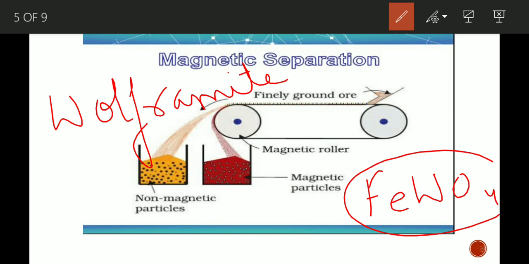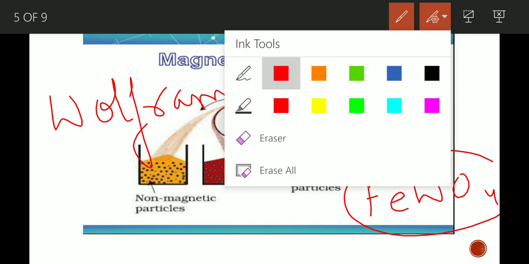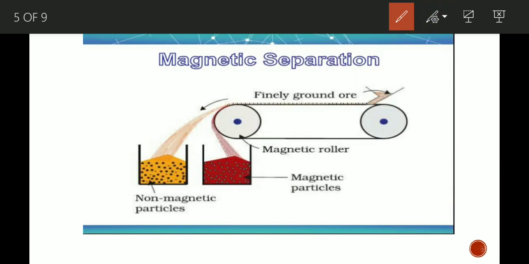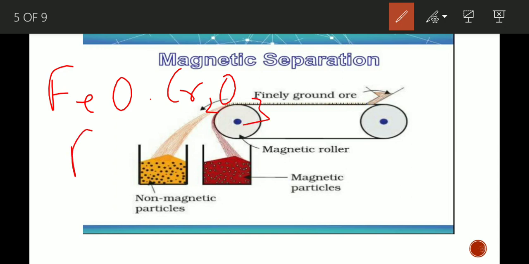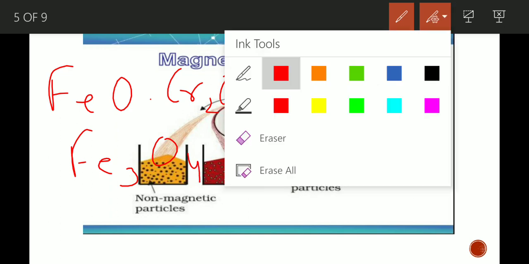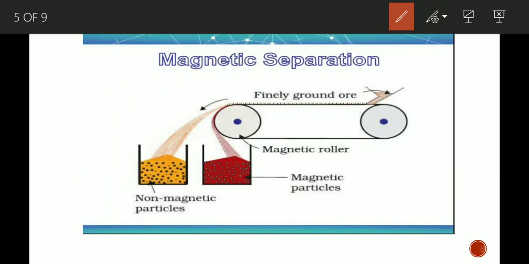Now other cases are chromite ore. I can write the ore here. Chromite ore, which is FeO.Cr2O3, and magnetite also, which is Fe3O4. Okay, so all these impurities can be separated by using this magnetic separation method.